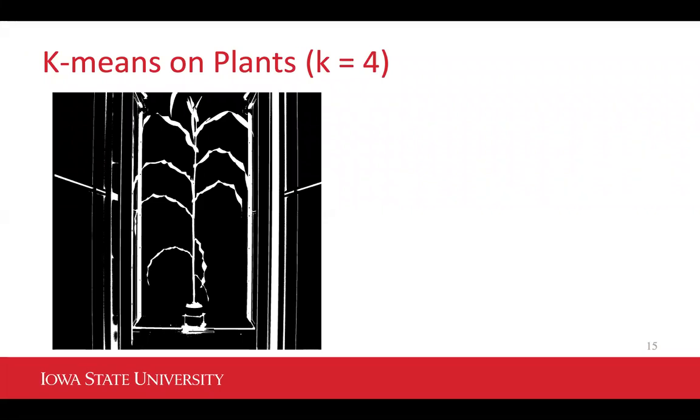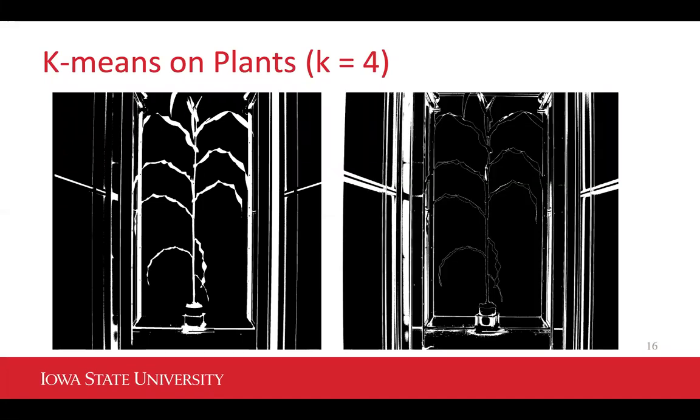There is another interesting class from this k-means clustering. This is also the reason that we choose underlying classes larger than 2. This interesting class actually gives us the edge of the plant, and you can see that it's actually a very clear edge.